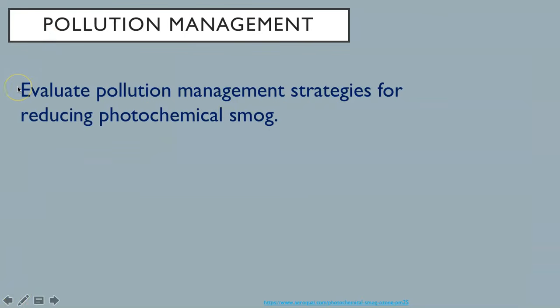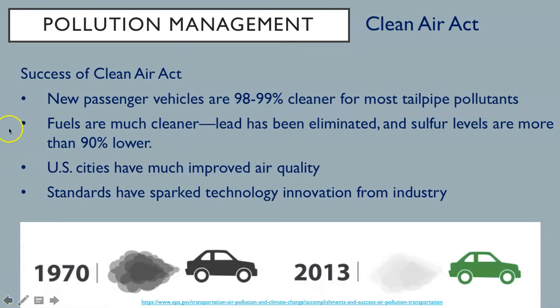You need to be able to evaluate pollution management strategies for reducing photochemical smog. So let's look at an example. Let's look at the success of the Clean Air Act. The U.S. vehicle pollution control under the Clean Air Act is a major success story in many measures. New passenger vehicles are 98 to 99% cleaner for most tailpipe pollutants compared to the 1960s. Fuels are much cleaner. Lead has been eliminated, and sulfur levels are more than 90% lower than they were prior to regulation.